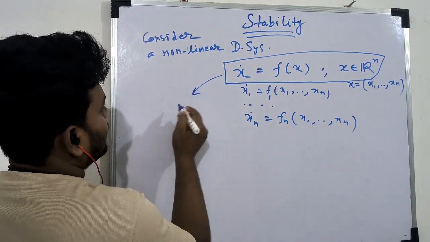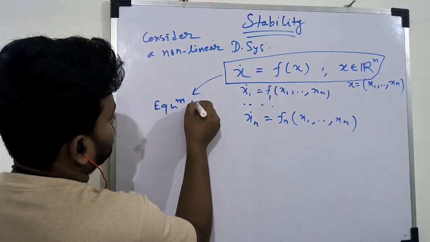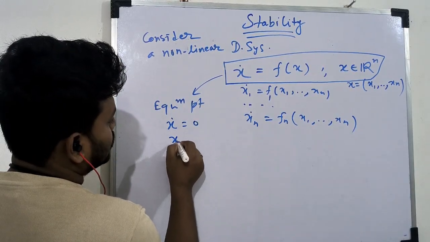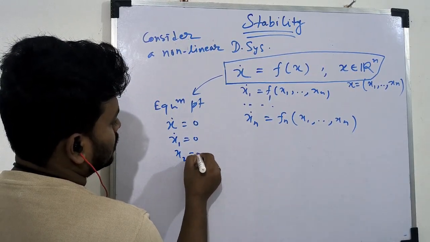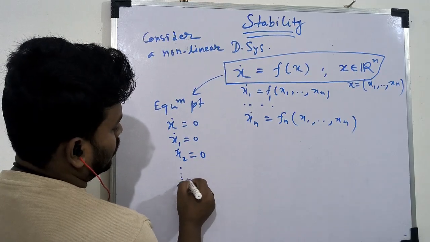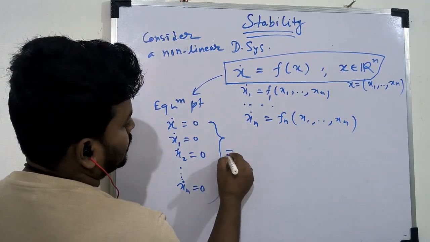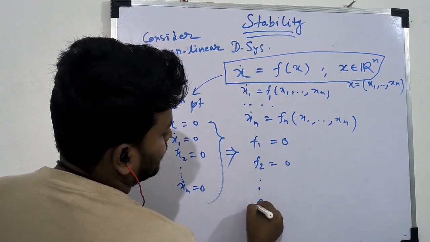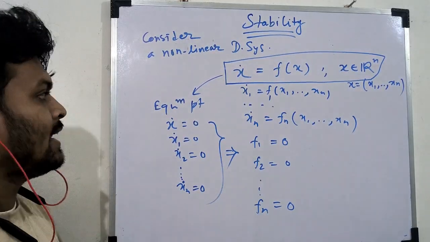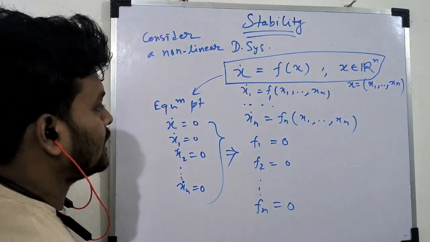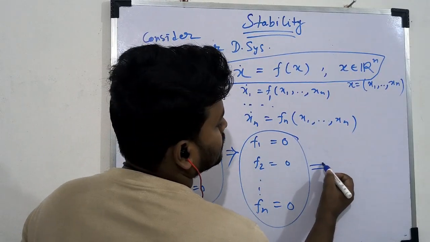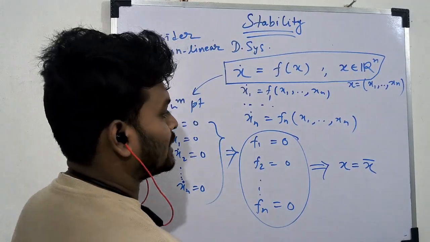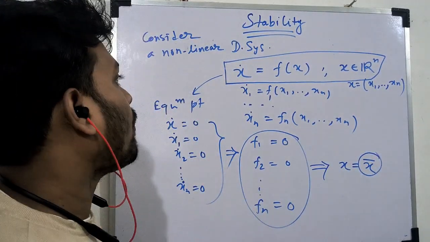For this, the equilibrium point will be defined by x dot equal to 0, or you can say x1 dot equal to 0, x2 dot equal to 0, up to xn dot equal to 0, or you can find here f1 equal to 0, f2 equal to 0, up to fn equal to 0. All f1, f2, fn are functions of x1, x2, up to xn. Okay, from this we can find an equilibrium point x equal to x bar. This is generally an n-dimensional equilibrium point.